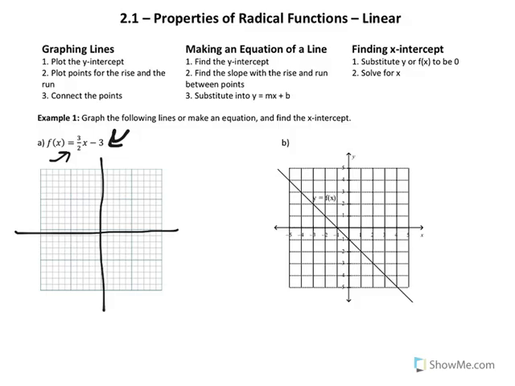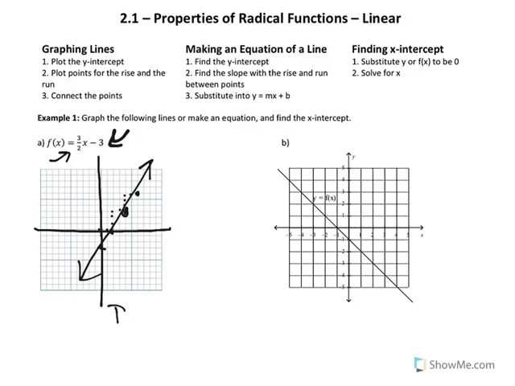So I would plot down at -3. Okay, so at -3 I plot a dot, and then I go up 3, over 2, and then I make a point. Up 3, over 2. Up 3, over 2. And then once you have 2 or more points, you can just connect them. So that's how you would graph that line.